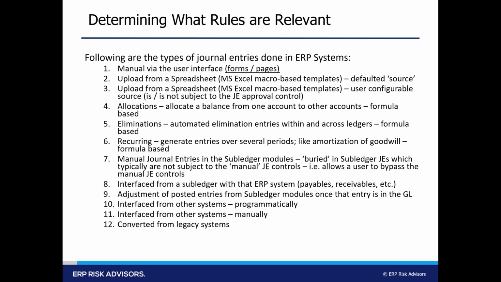Certainly the journal entries that are entered through the UI, so the forms or the pages at the front end, typically are governed by that, because in the journal sources form, you would say that the source of manual, which is what's being driven by the UI, would be subject to the journal approval workflow. The next one, upload from a spreadsheet. So it's the Excel-based templates. This is the ADFDI process, where when you use an ADFDI template, it defaults to a source of spreadsheet. So it's got an automatically defaulted source.